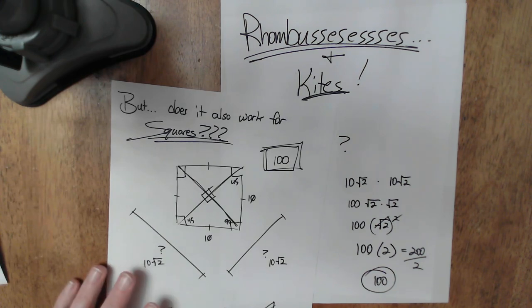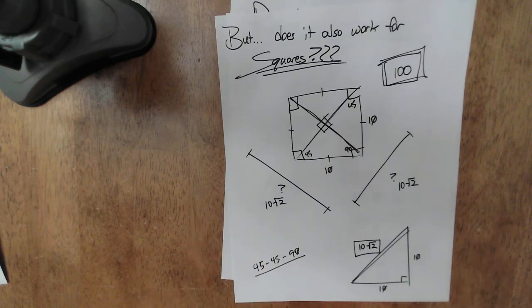Okay, so we have proven that not only does it work for kites and for rhombuses, but it also works for squares. There's your rule. Let me say it one more time. You take a diagonal, you multiply it by the other diagonal, and then you divide the whole thing by 2, and that is the area of not only a rhombus, not only a kite, but also, if you want to do it this way, a square. All right, there you go.